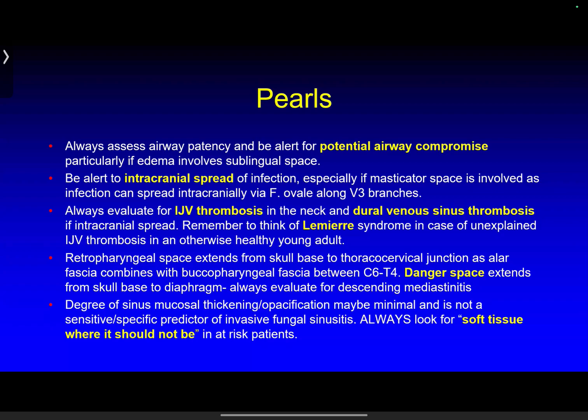Okay, thank you, ma'am. Regarding the thrombus in the vascular channels, there are two questions. How to differentiate a filling defect in IJV, like a thrombus versus thrombophlebitis?